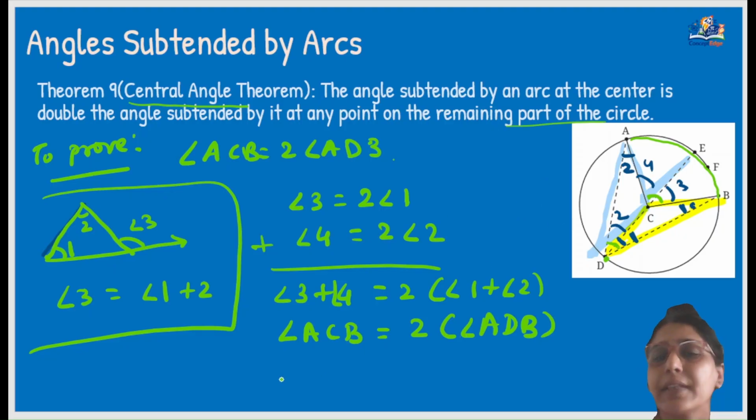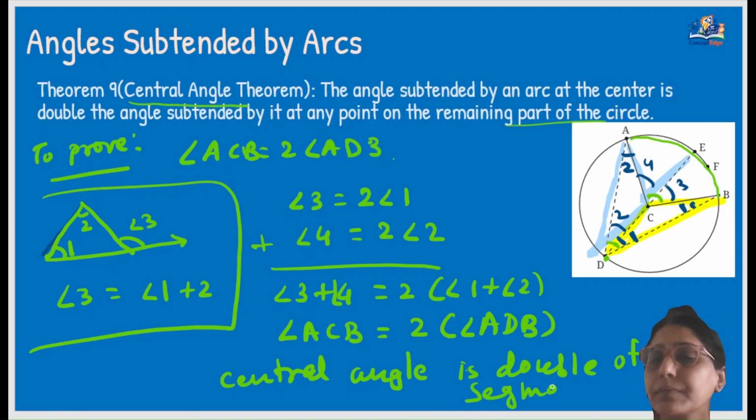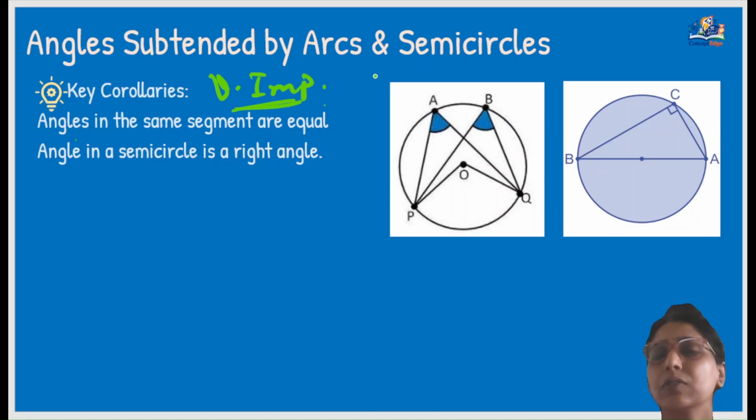All right, so the central angle is double of the segment angle. I can say that the central angle is double of the segment angle. Right, I hope this is clear now. Now using the same theorem, I can prove two very important results. Most of the questions occur on this. So the first one is what?